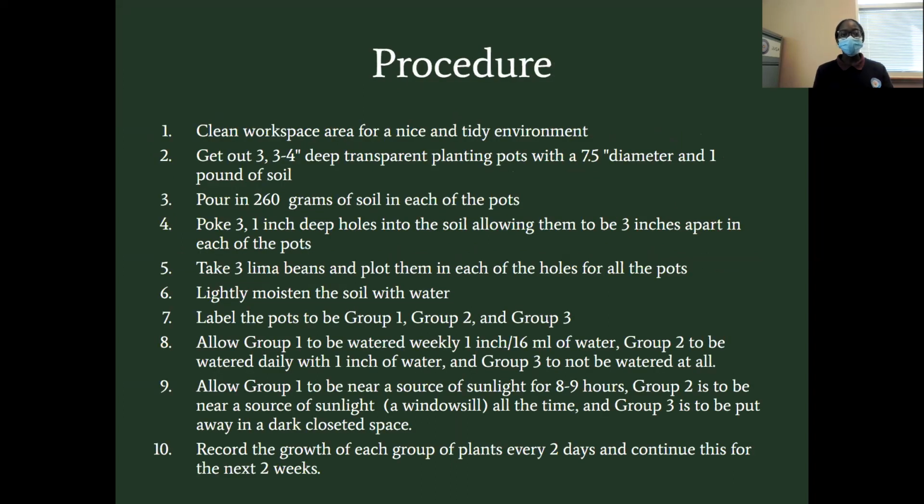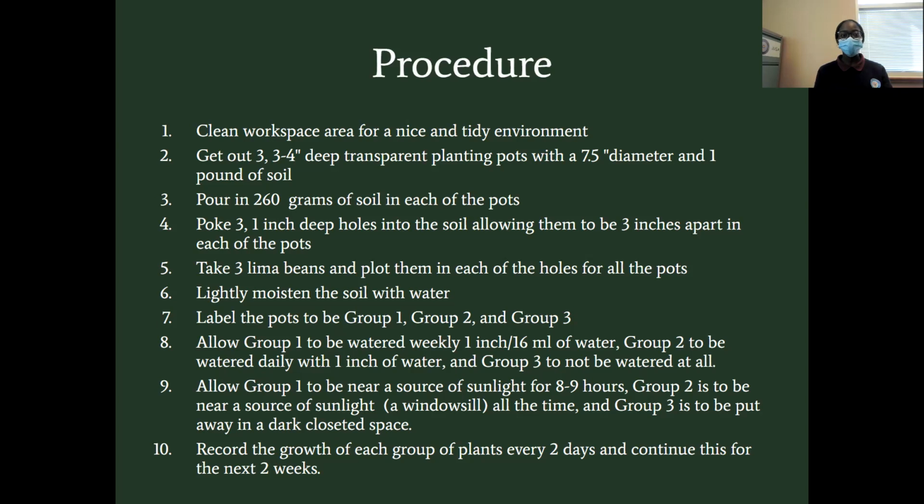Procedures. Step 1. Clean workspace area for a nice and tidy environment. Step 2. Get out 3 to 4 inch deep transparent planting pots with a 7.2-inch diameter and 1 pound of soil. Step 3. Pour in 260 grams of soil in each of the pots. Step 4. Poke 1-inch deep holes into the soil, allowing them to be 3 inches apart in each of the pots. Step 5. Take 5 lima beans and plot them in each of the holes for all the pots.